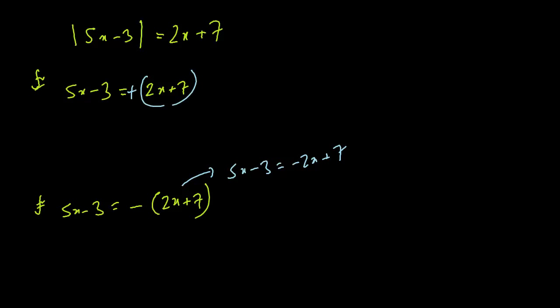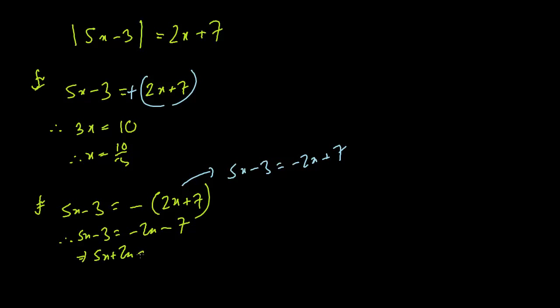So please remember that. So now when we solve this, it's just a linear equation now. So 5x minus twice x is thrice x. 7 plus 3 is 10. Therefore, x equals 10 by 3. And here we have 5x minus thrice x equals minus twice x minus 7. And we have 5x plus twice x equals minus 4. Therefore, x equals minus 4 by 7. So then we have to check again by plugging in the value in the original absolute value equation to see which one is true.